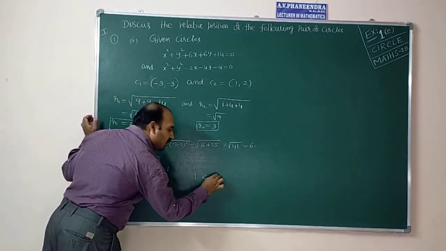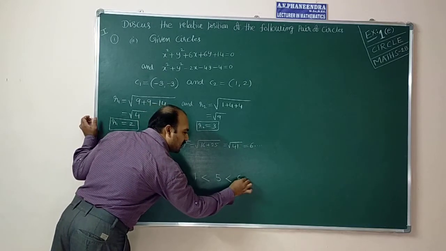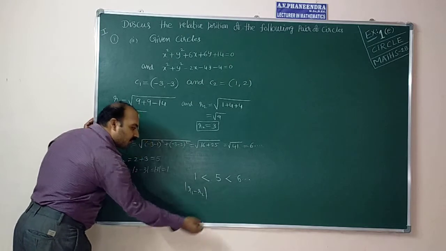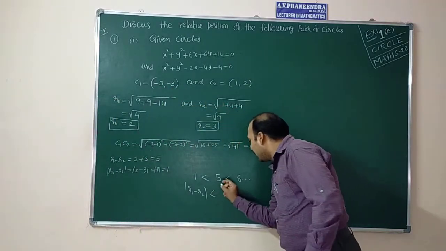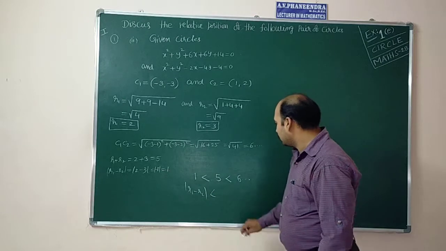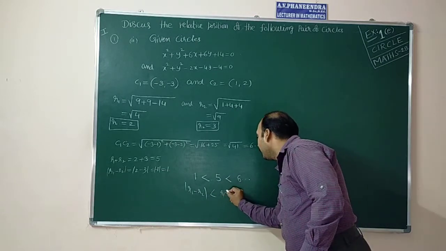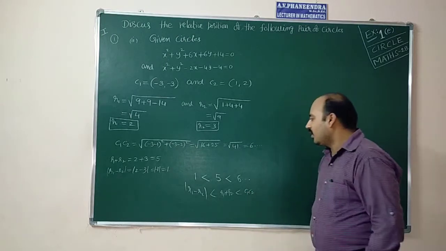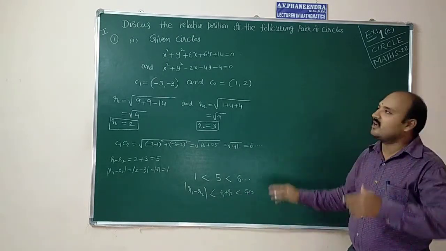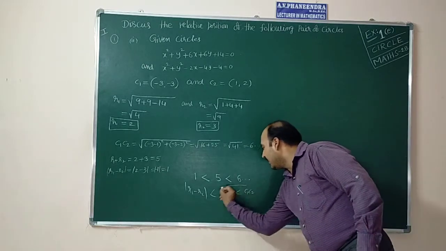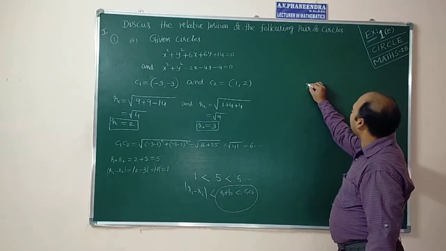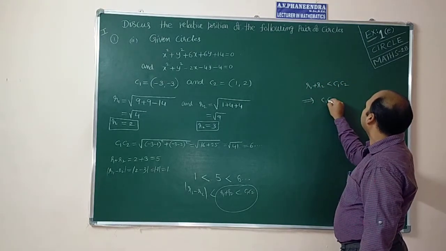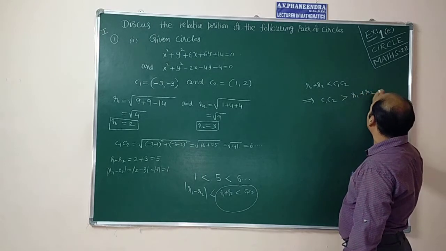than 5. That 5 is also less than 6 point something. So 1 means what? Mod R1 minus R2 is less than 5, which means R1 plus R2 is less than 6, meaning C1 C2. But this condition is not there in our relative positions. But by observing here, R1 plus R2 is less than C1 C2, that implies C1 C2 is greater than R1 plus R2.